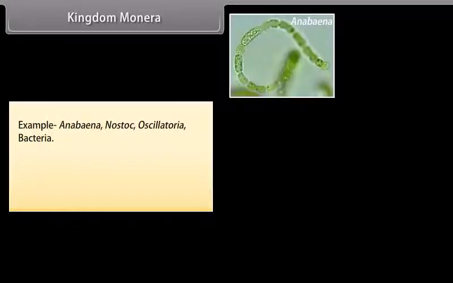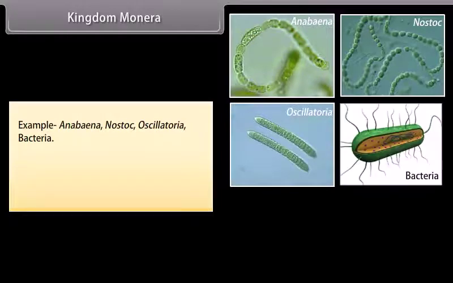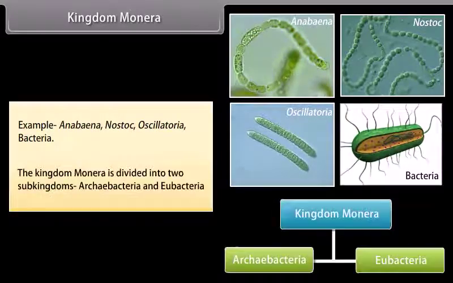Example: Anabaena, Nostoc, Oscillatoria, bacteria. The kingdom Monera is divided into two sub-kingdoms: Archaebacteria and Eubacteria.